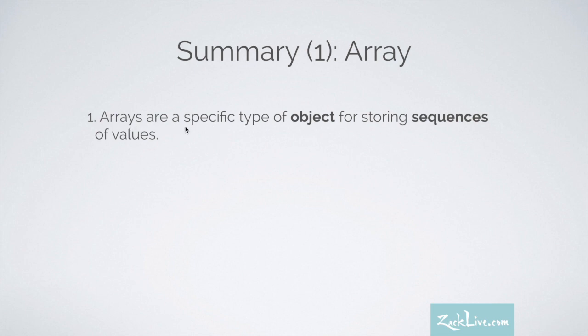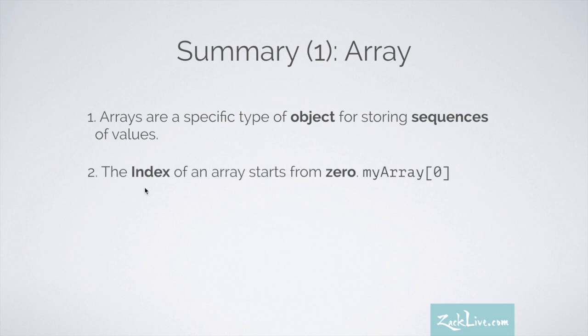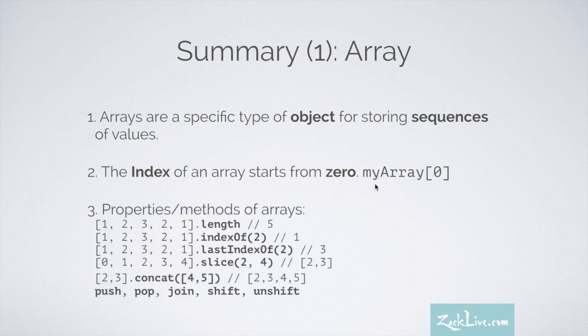Arrays are a specific type of object for storing sequences of values. The index of an array starts from 0. Okay, and we have learned many methods for arrays, like length, indexOf, lastIndexOf, slice, and concat, as well as push, pop, join, shift, unshift.